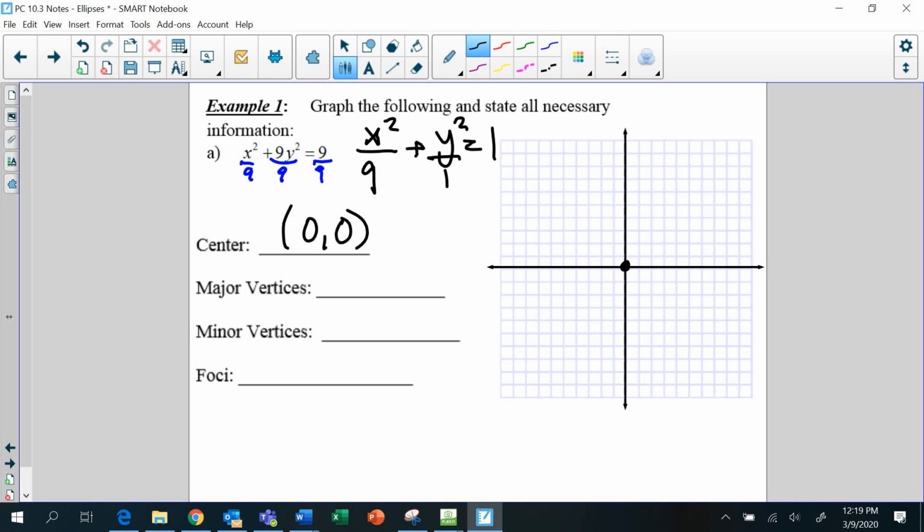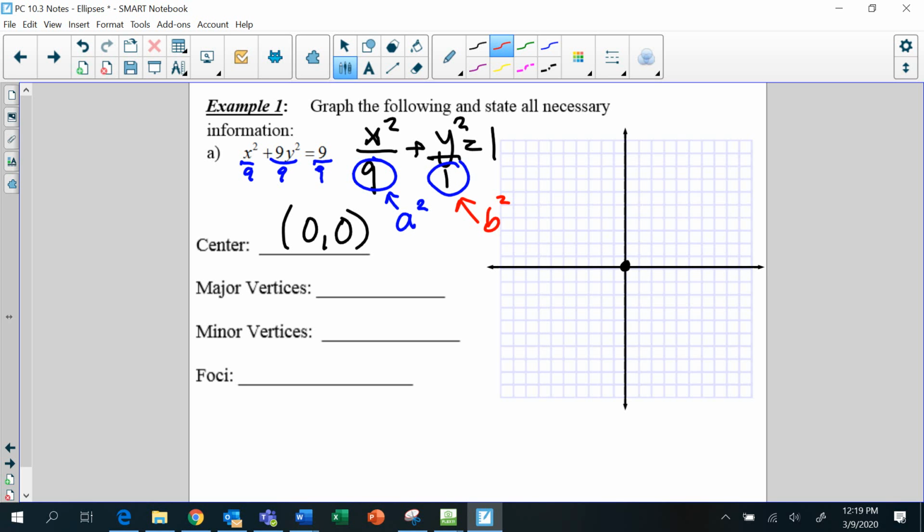The major vertices, we have to use the bigger denominator. Out of these 2 denominators, which one's bigger? The 9. So in the directions, it's referring to the bigger one as a squared, and the smaller one, it's calling b squared. So the bigger one is a squared, 9. I mean, you just look at the bigger one's 9. The bigger one is under which letter? X. This is telling us it's going to be bigger on the x side.